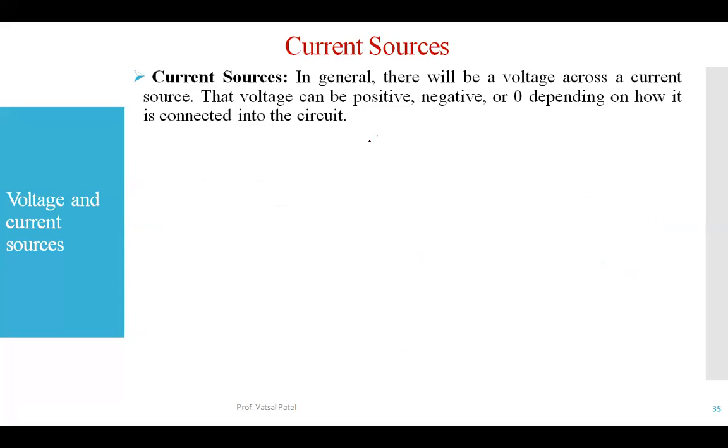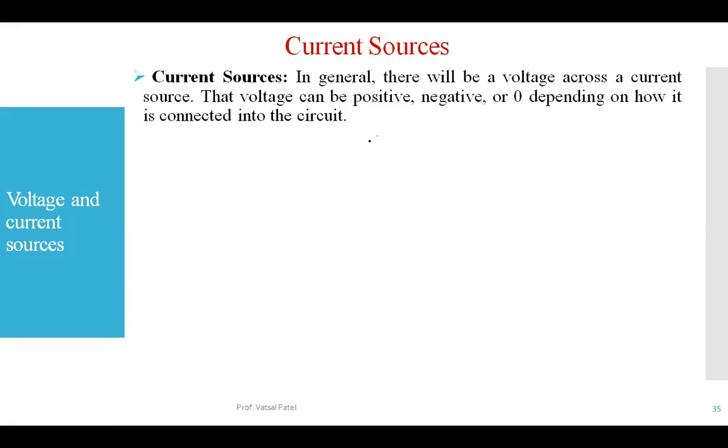When we say voltage source, in general there will be current through that voltage source, and the current can be positive, negative, or zero, depending on how it is connected into the circuit. In the same way, it is written for the current source: whenever there is a current source, there will be a voltage across its terminal. Either that voltage will be positive, negative, or zero, depending on how it is connected into the circuit.